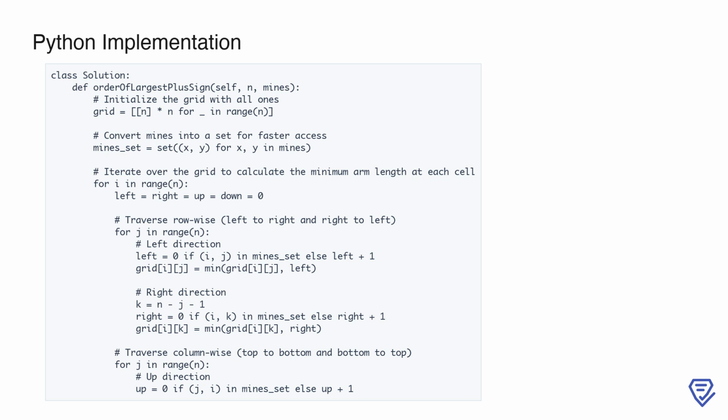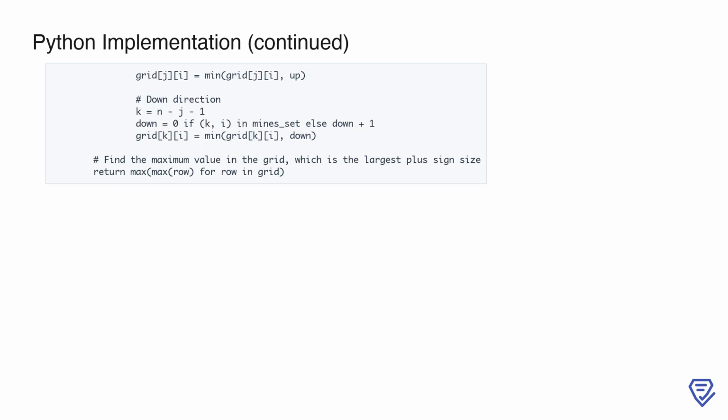Otherwise, we increment the count and update the grid with the minimum value between the current count and the existing value. Similarly, for the right direction, we traverse row-wise but in reverse, starting from the farthest column. Here too, we update the grid based on whether the cell is a mine or not. This ensures that for each cell in the row, we have the minimum arm length considering both left and right directions. Next, we calculate the arm lengths for the up and down directions by traversing column-wise.